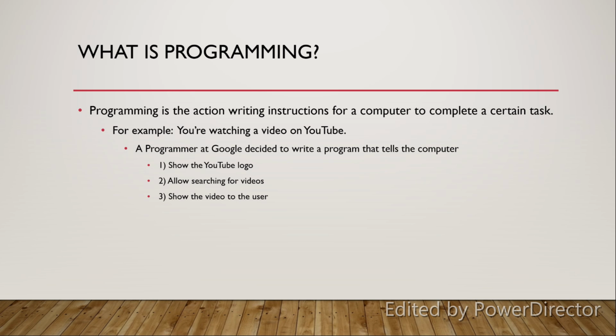Programming is the action of writing instructions for a computer to complete a certain task. For example, right now you're watching this video on YouTube. A programmer somewhere at Google decided to write a program that tells the computer, show the YouTube logo on the top left of the screen, allow us to search for videos in the center text box, and show the video to the user once one is clicked on. That is a program that was specifically coded by a developer to complete the task of watching videos.